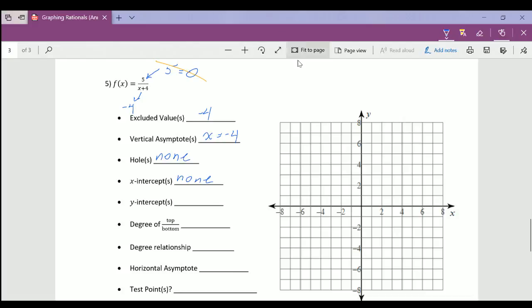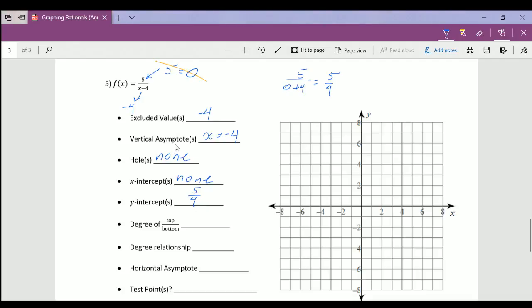Y-intercept, though, we can work on. That's going to be 5 over 0 plus 4. In other words, 5/4, or that's 1 1/4. Or 1.25 if you want to think decimals for graphing purposes.